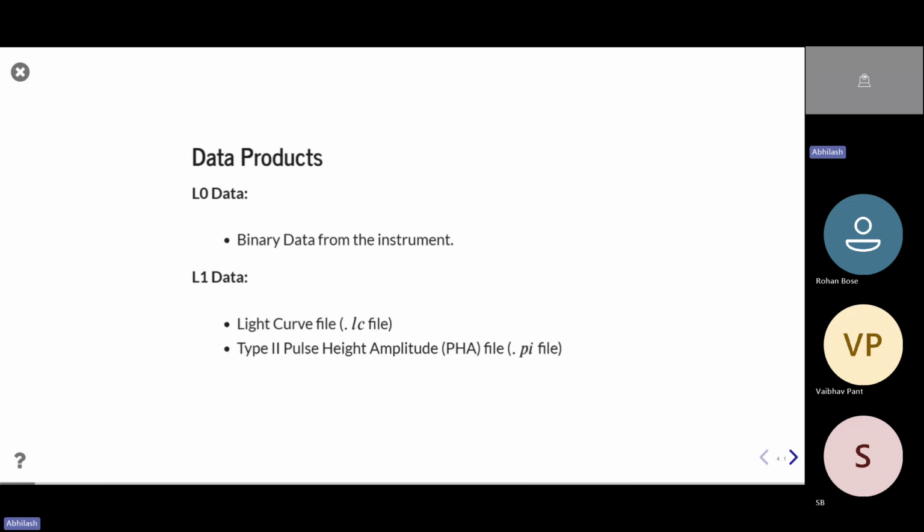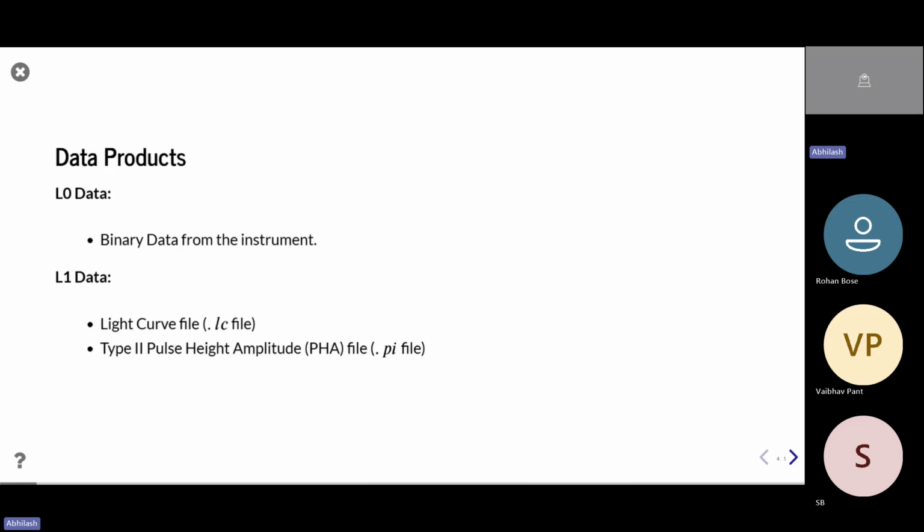I can move forward. Similar to what Janmajay talked about for SUIT data, I can talk about SOLEX data as well. We get the very raw binary L0 data, which is sent to ISSDC from the satellite, converted there, and sent to the payload operations center, which for SOLEX is situated in the URSC satellite center. We process this L0 data and convert it into calibrated level 1 data, L1 data. We have basically two types of files in SOLEX: one is called light curve data, and the other is called type 2 pulse height amplitude, or PHA, file.